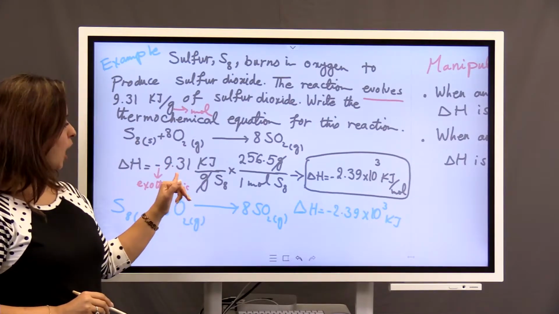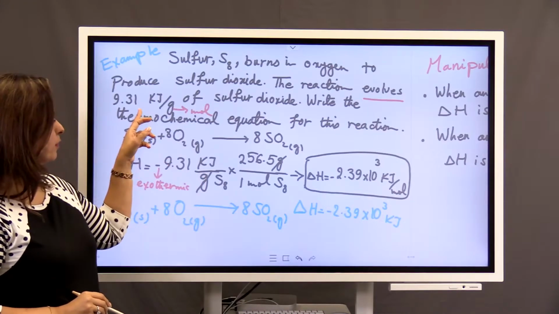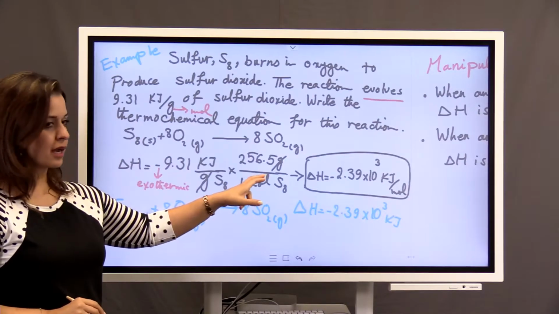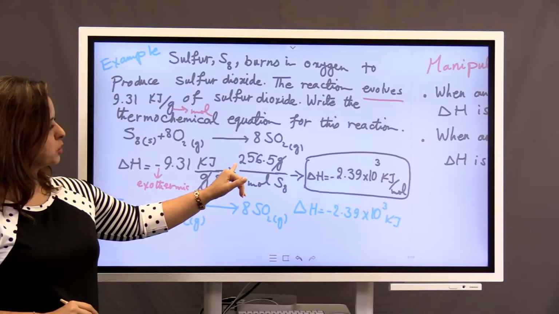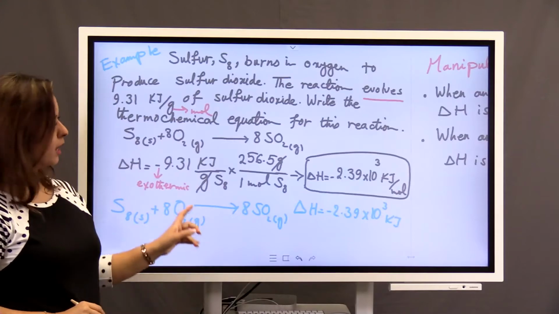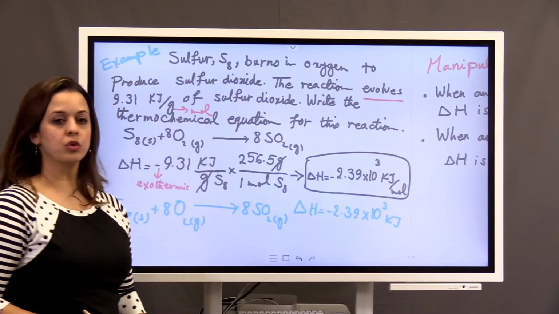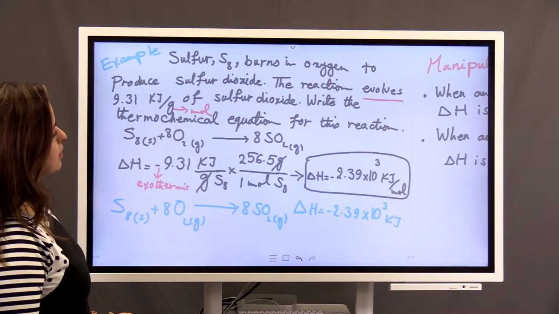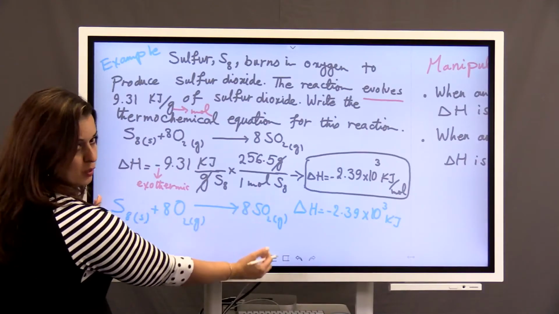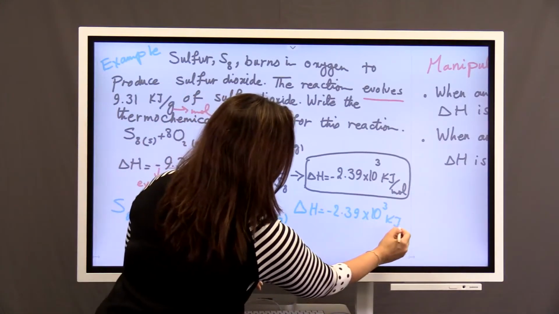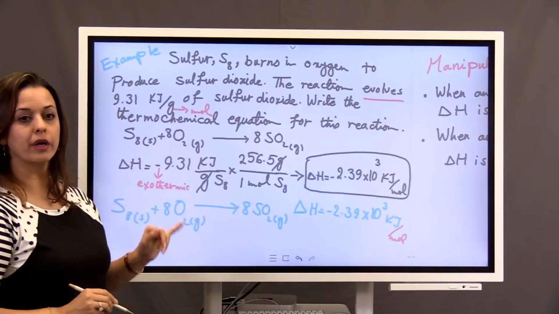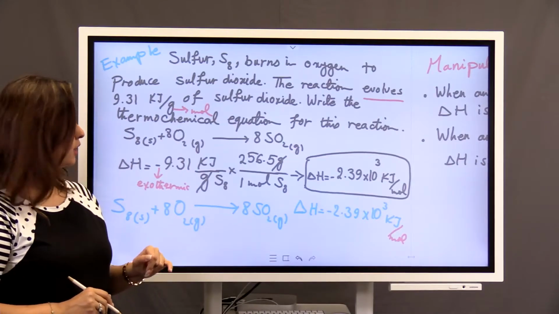So minus 9.31 kilojoules per gram, and we just need to use the molar mass of sulfur. S8 is 8 times 32 point something, so it's 256.5. Then you cancel out the grams, and you will find the amount of delta H in kilojoules per mole, which is minus 2.39 times 10 to the third kilojoules per mole. So the thermochemical equation is that chemical equation followed by delta H, and don't forget, when we don't show anything, it's kilojoules per mole instead of kilojoules per gram. I hope it was clear.